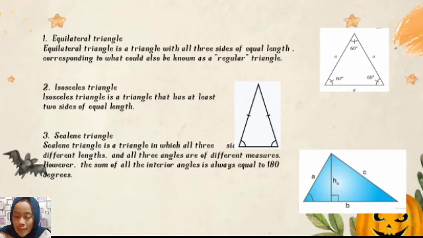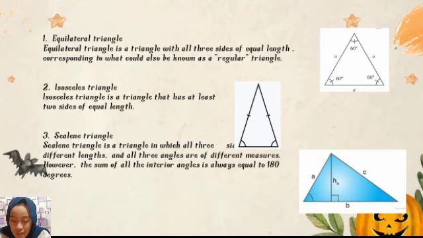We can see on the right side a picture of an equilateral triangle, which is also known as a regular triangle. Next, isosceles triangle. Isosceles triangle is a triangle that has at least two sides of equal length, and that's the picture of an isosceles triangle. Number 3 is scalene triangle.